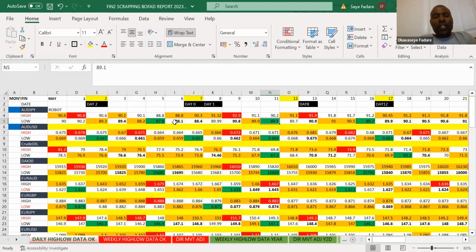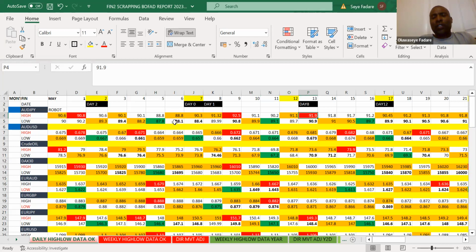So the next day is 89.1, which is lower than 89.9, so we color it yellow or green. The next one is 89.7, which is higher than 89.1, so automatically that trend is not followed, and we revert back to the high. Our high is 91.1, the next day is 91.9, which is higher, so we follow the trend.